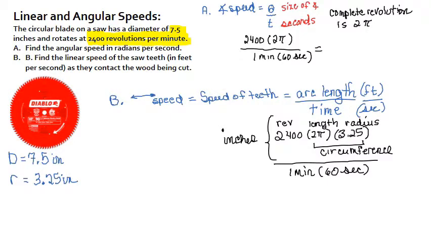Let's investigate a little bit of what happens with linear and angular speeds. We have a circular blade, and of course I had to use a Diablo, on a saw that has a diameter of 7.5 inches. Yes, I know this one says that it has 10 inches, but we're going to kind of ignore that because they do make 7.5 inch circular blades too. And it's going to rotate at 2,400 revolutions per minute.